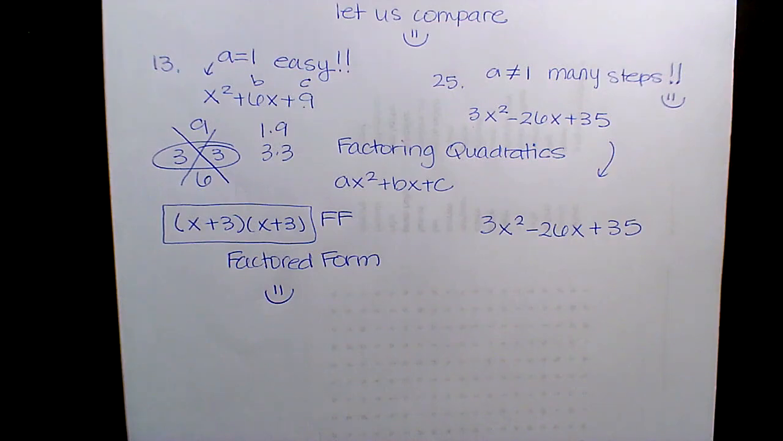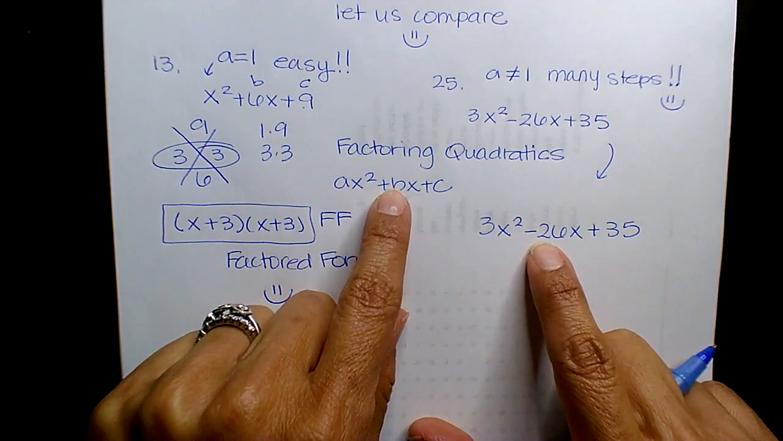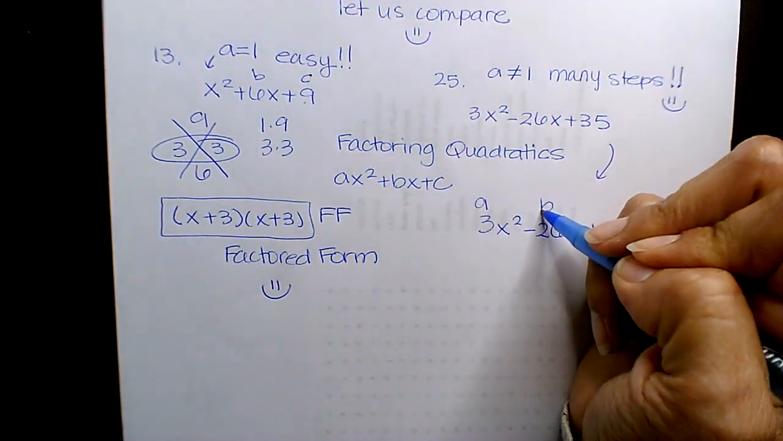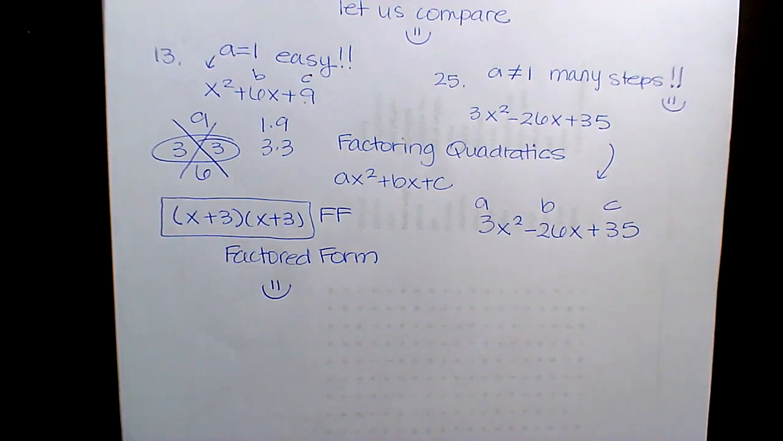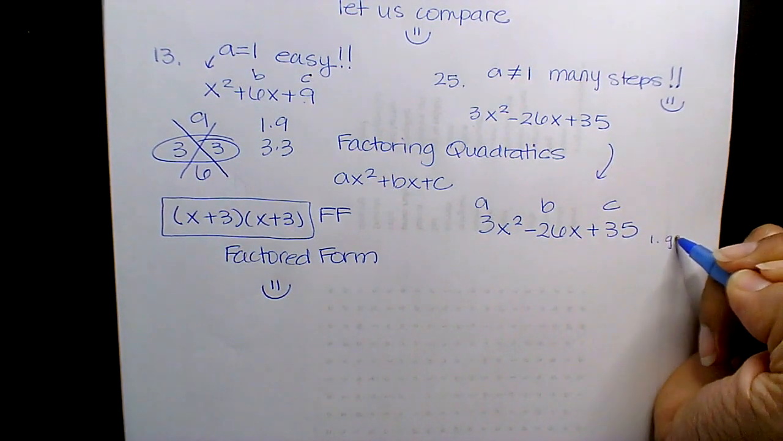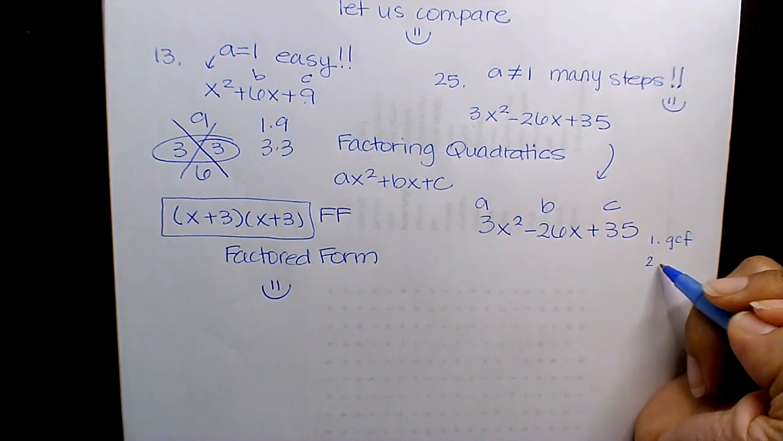What are we doing when the a is not 1? Okay, so look. Ax squared plus bx plus c. A is 3, b is negative 26, c is positive 35. Yes? Okay. Your first step is: is there a GCF? We're not here yet, so just skip that. That's a whole other animal.